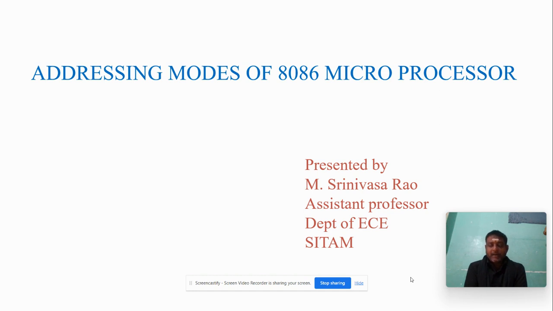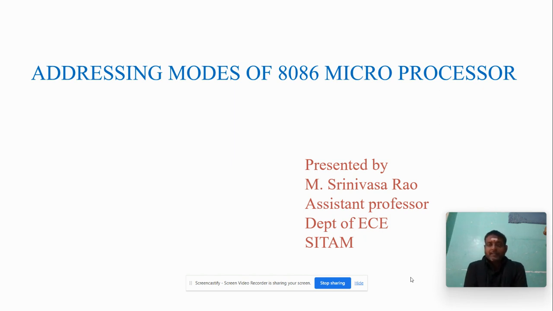Opcode is an operation code. It is a 6-bit code. It specifies the type of operation performed by the microprocessor. This is the opcode. Next, the operand.